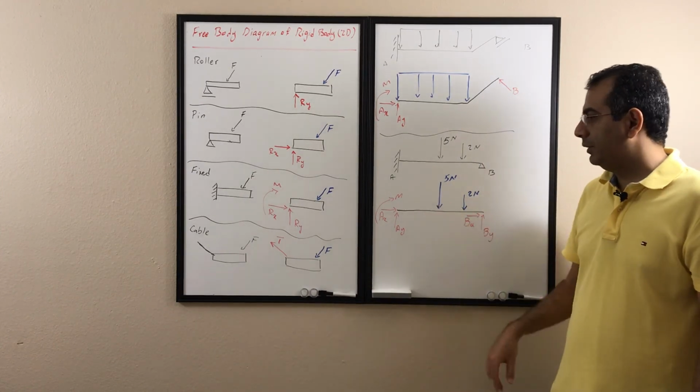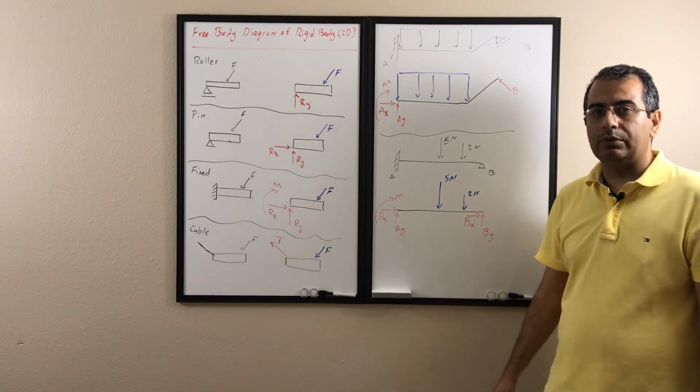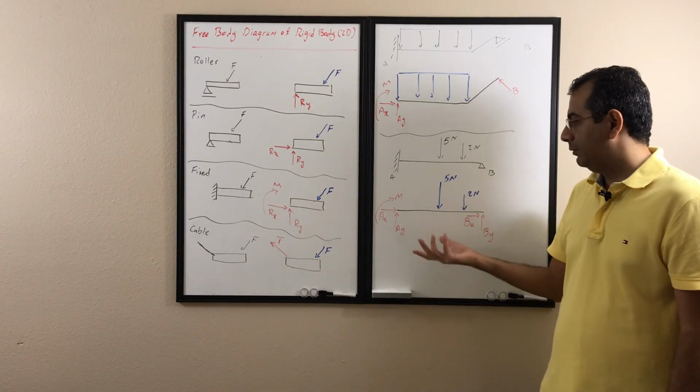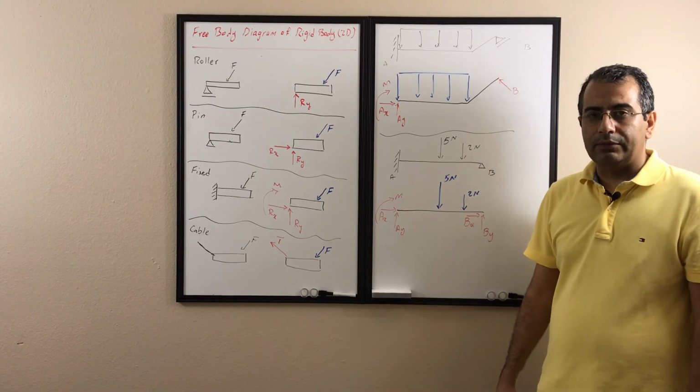And when you have that free body diagram, then we can start to do any analysis we want to do on that object. And from there, for example, we can look into the equilibrium or any other analysis that we need to do.